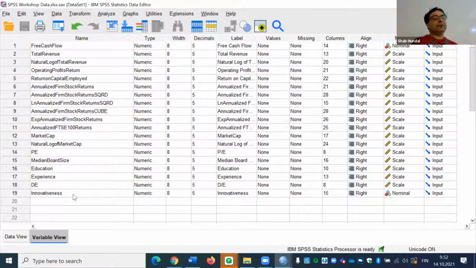So if I have to categorize these 19 variables into factors, there are 4 factors. There is the accounting factor from here to here. Then there is the stock market factor. Then there is the corporate governance factor. And then there is one variable, one factor, that's the growth factor. All right. So we can put them into some categories.